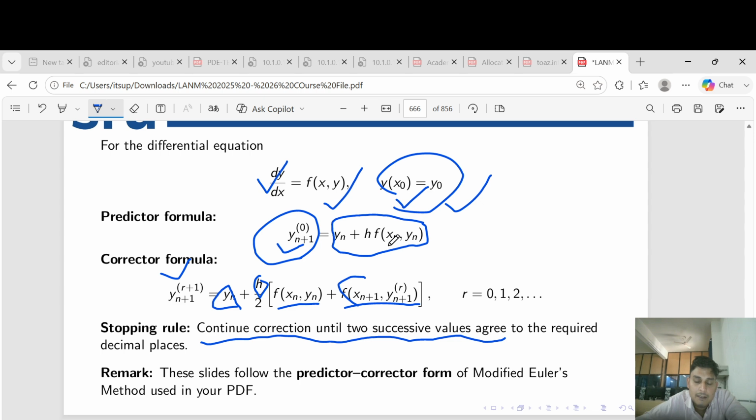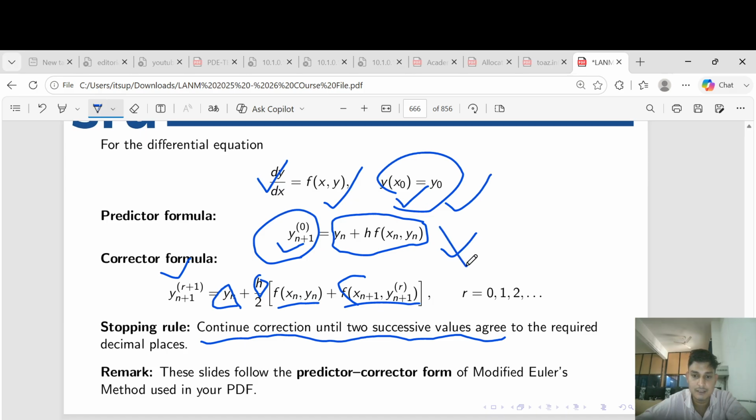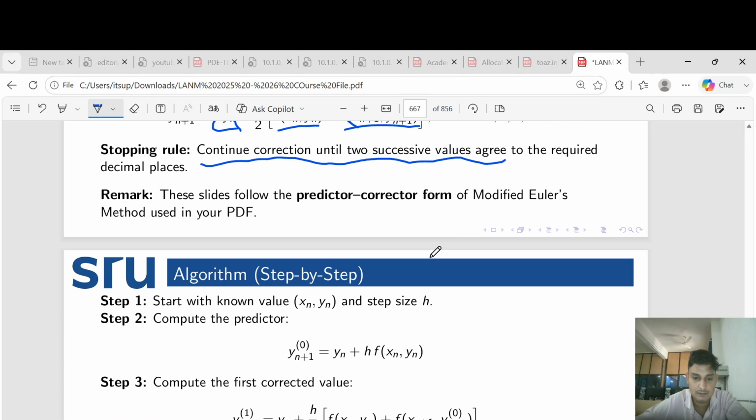Okay, and then you apply the formula y(n+1)^(0) = y_n + h f(x_n, y_n). After that, y(n+1)^(r+1) = y_n + h/2 [f(x_n, y_n) + f(x_{n+1}, y(n+1)^(r))]. So this is the formula, you remember this formula. It is a little bit difficult, but you can remember this.